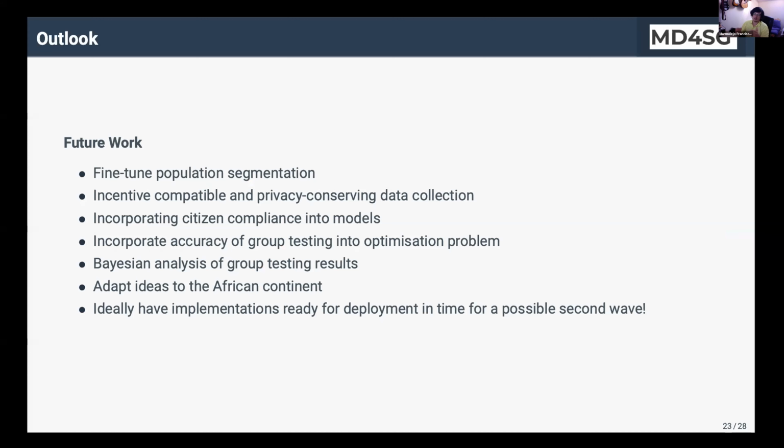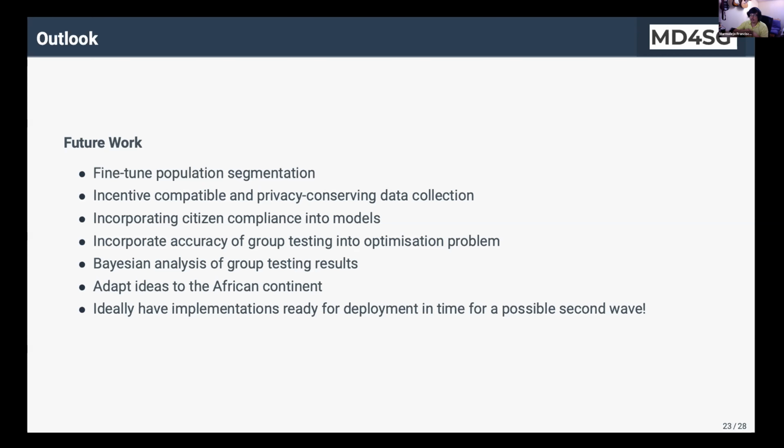So, some outlook with respect to this specific project: we're looking to fine tune the population segmentation. We mentioned the symptom tracking app, but there's much work yet to be done to choose the correct parameters in practice. Ultimately, we need to collect the information, whether with the symptom tracking app or not. And there are issues of incentive compatibility as well. Ultimately, the answers to the questionnaire will decide in an indirect way whether you get tested or not and whether you return to work or not. So there are incentives to be taken into account. And privacy preservation is also important because this is sensitive information.